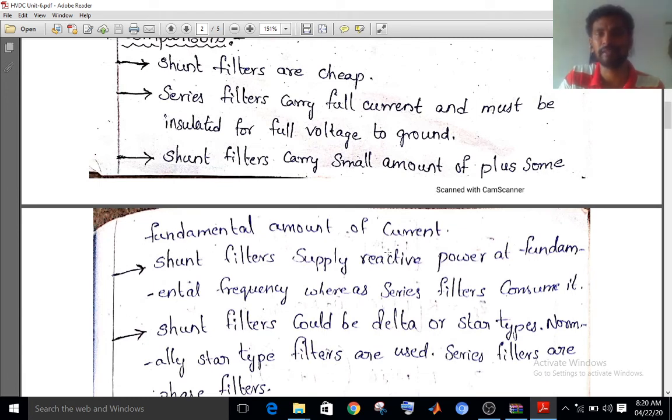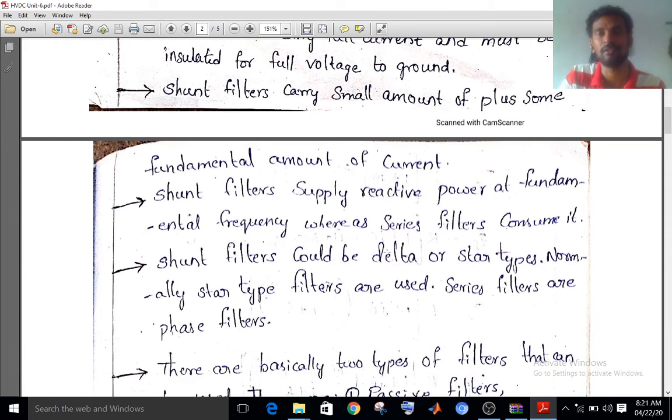Already we explained this. Shunt filters supply reactive power at the fundamental frequency, whereas series filters consume reactive power. Shunt filters could be delta or star. Normally star type filters are used, and series filters are phase filters.